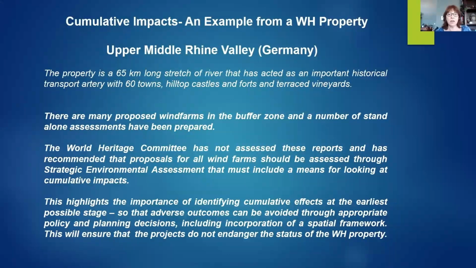Really quickly, just an example from Germany for wind farms. There were many proposed wind farms in the buffer zone of this World Heritage Site, the Upper Middle Rhine Valley in Germany. The different proponents for the wind farms presented separate impact assessments to the World Heritage Committee, and these were not able to be assessed, because it is not possible to understand what the effects of all of these wind farms are going to be if you look at each project individually and not as a group.